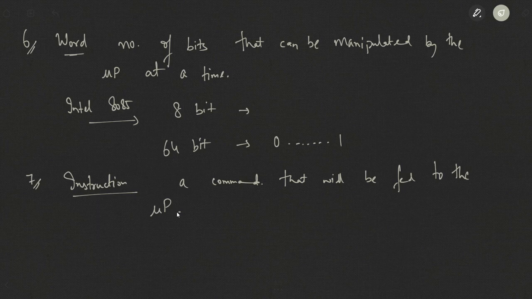We have talked about mnemonics already previously. It's simply a combination of alphanumeric digits or letters that will actually describe the instruction for the microprocessor.